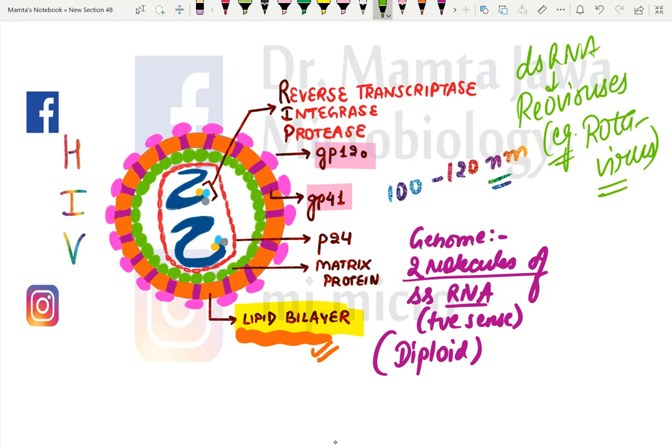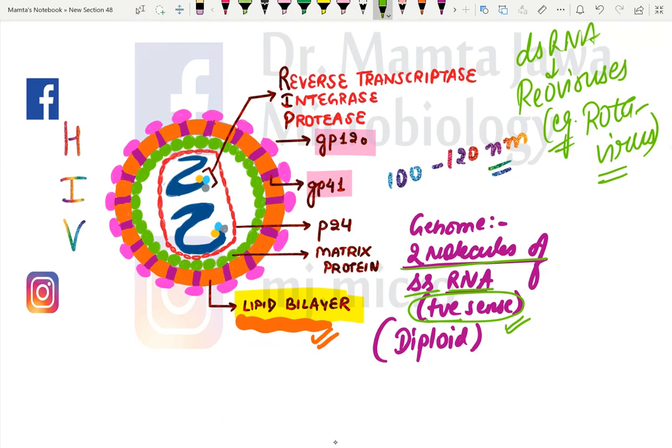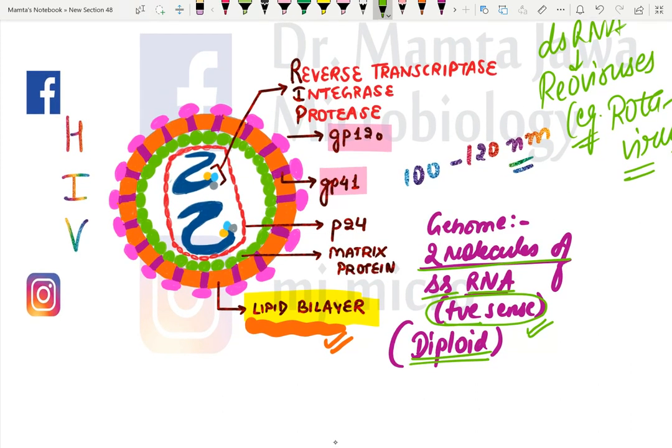Over here in the center, you can see these two blue structures. Keep following my pointer. These two blue structures are, as I already said, the two molecules of RNA, which is positive sense. To understand these terms, positive sense RNA, negative sense RNA, please have a look at another video of mine on my page, namely the DNA and RNA viruses.